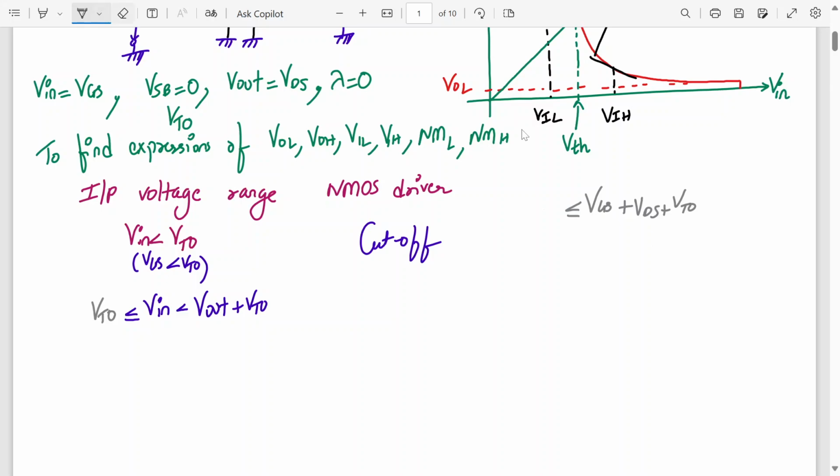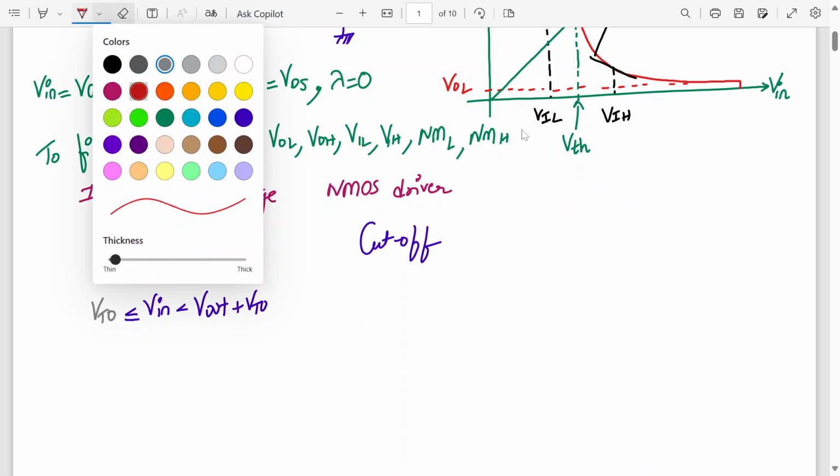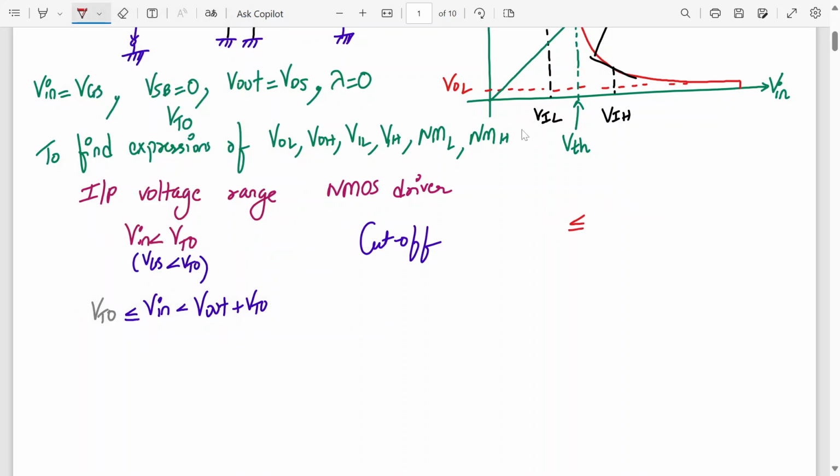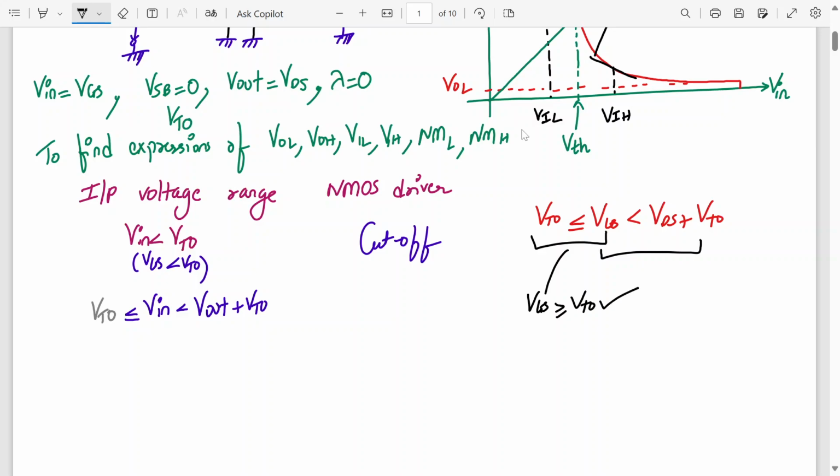There are two cases. We have divided into two parts. Yeah, I missed that point. So in the first case, Vin is VGS, right? Let me write that VGS. Here it is less than, Vout is VDS plus VTO. Here also it is VTO. So this is split up into two conditions. The first condition is this and the second condition is this. So the first condition, what do we have? VGS greater than or equal to VTO. So this condition is satisfied.